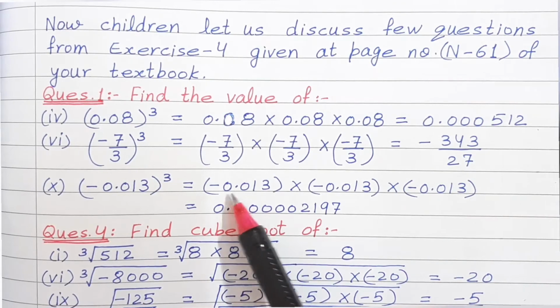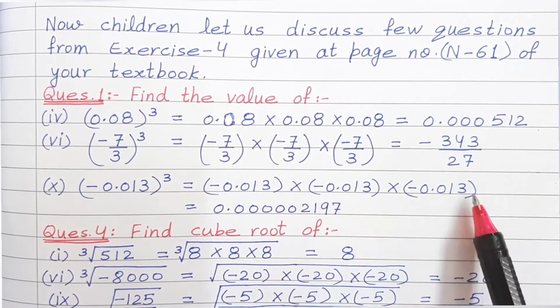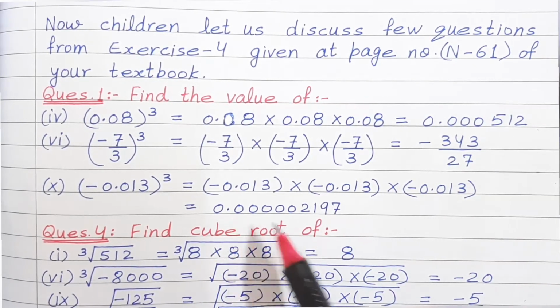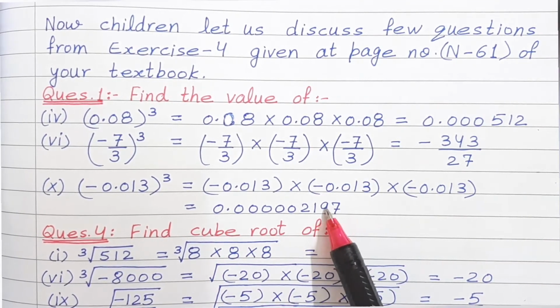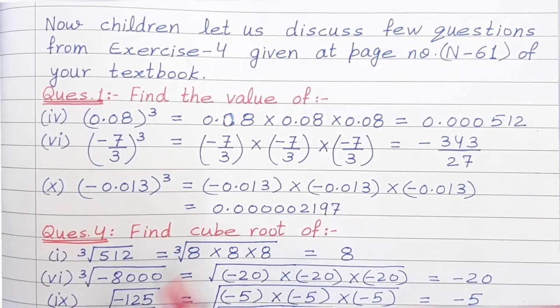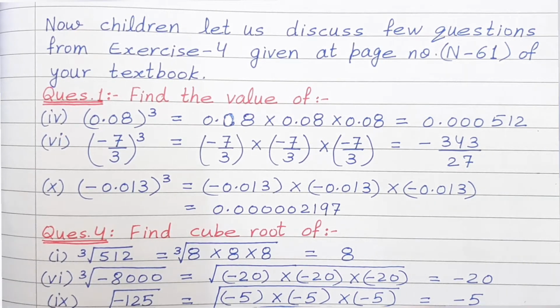Like after decimal, there are 3 digits. So 1, 2, 3, then 3, then 3. It is 9. So after decimal, you have to put accordingly 1, 2, 3, 4, 5, 6, 7, 8, 9. So you put decimal here, right? So you have to take care of this in your mind.